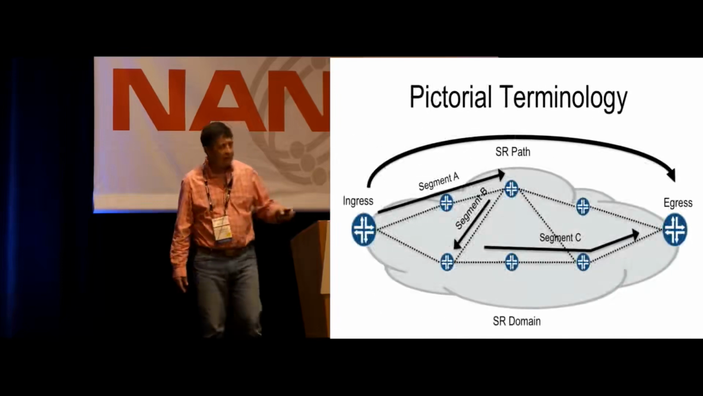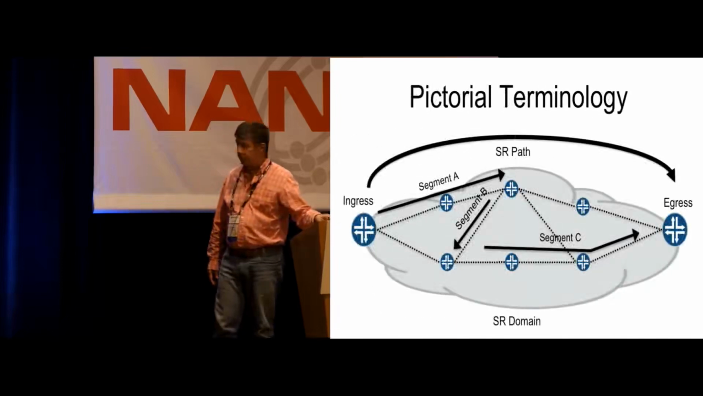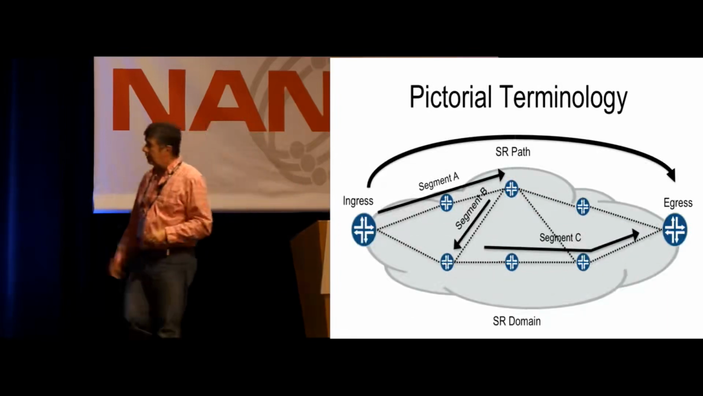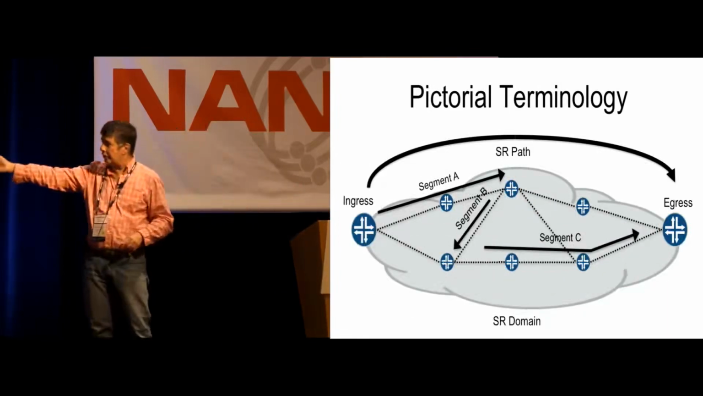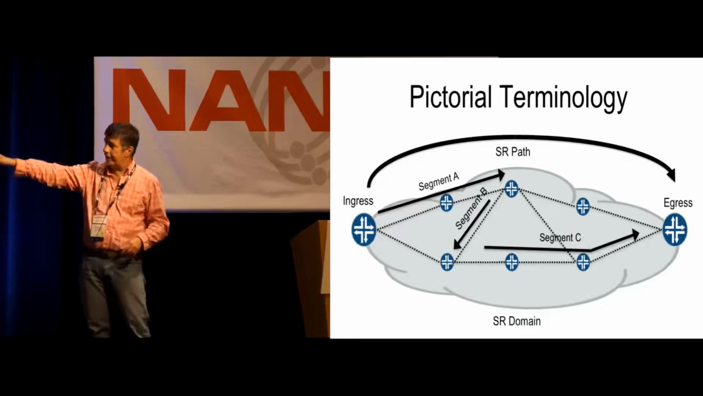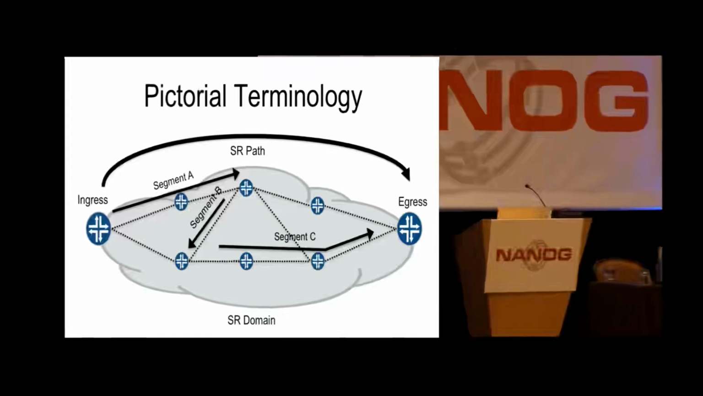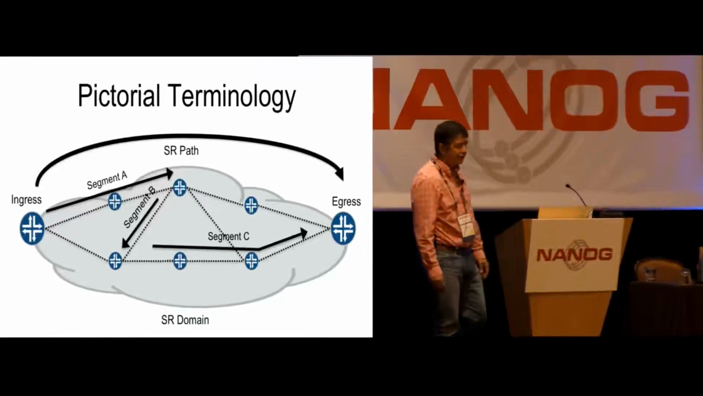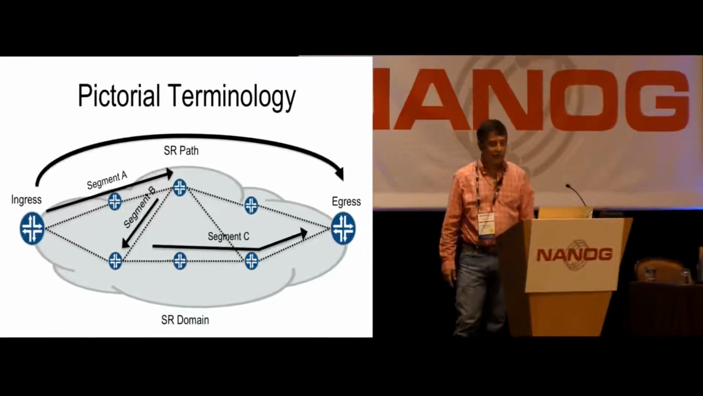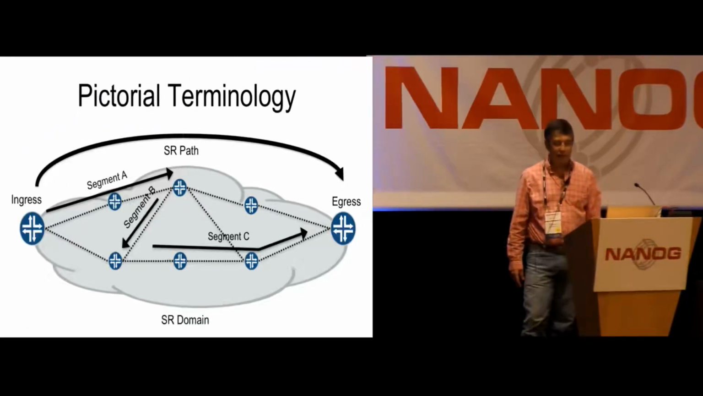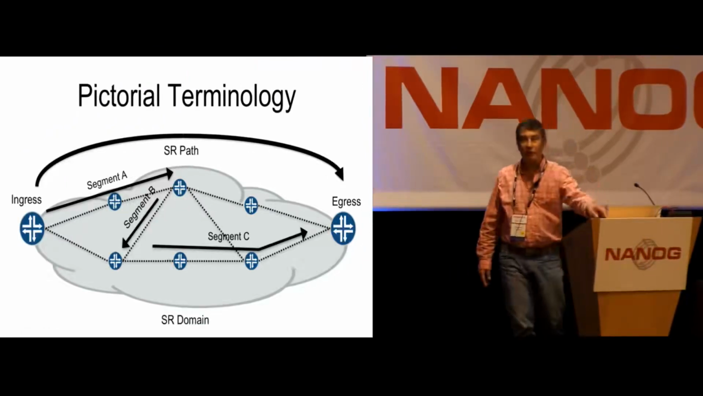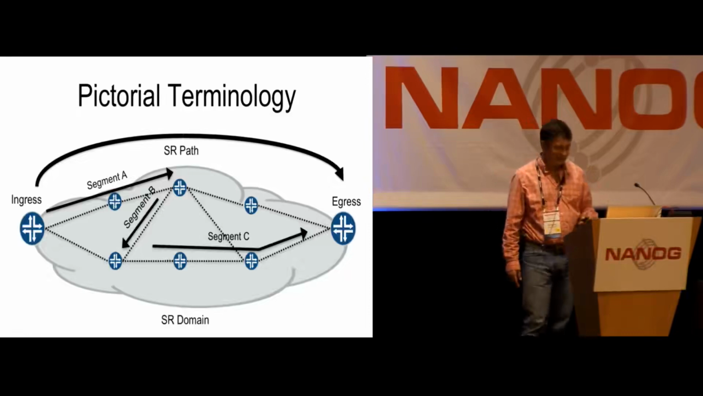But before we go anyplace, let's have a nice picture so that we can tell what all these terms really mean. Here we have an SR domain. It's a bunch of routers. We have an SR path connecting an ingress and an egress. The path contains 3 segments, A, B, and C. A is a 2-hop segment, B is a 1-hop, C is a 2-hop. So we've all got our terminology. Now we can start to play the game.